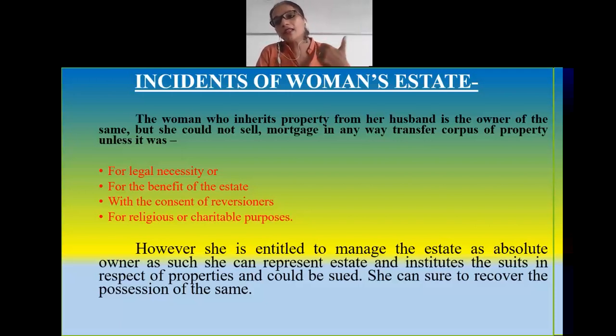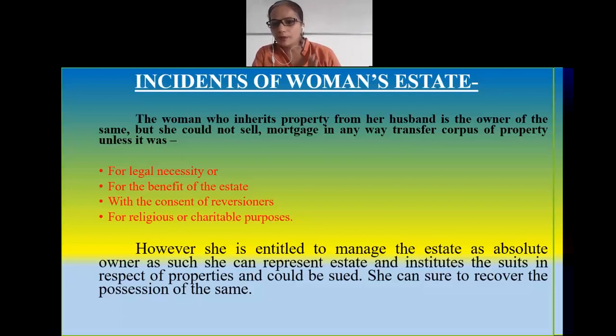But she may transfer that property if there is a legal necessity, for the benefit of the estate, with the consent of the reversioners, or for any religious or charitable purposes. Then, only in that situation, the transfer of that property by this woman to any person would be termed a valid transfer. Otherwise, it would not be termed a valid transfer. However, she has the right to manage the estate as an absolute owner.